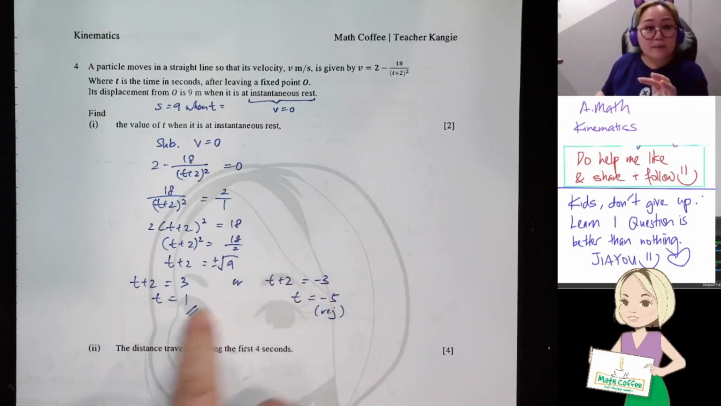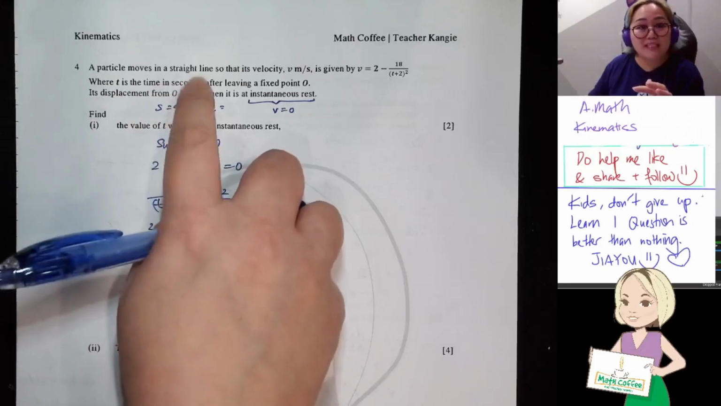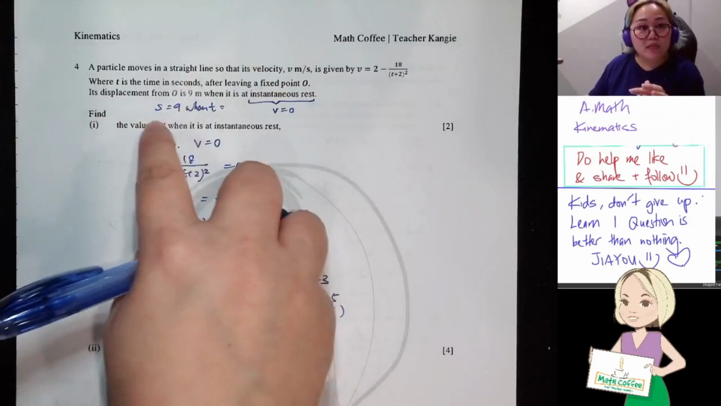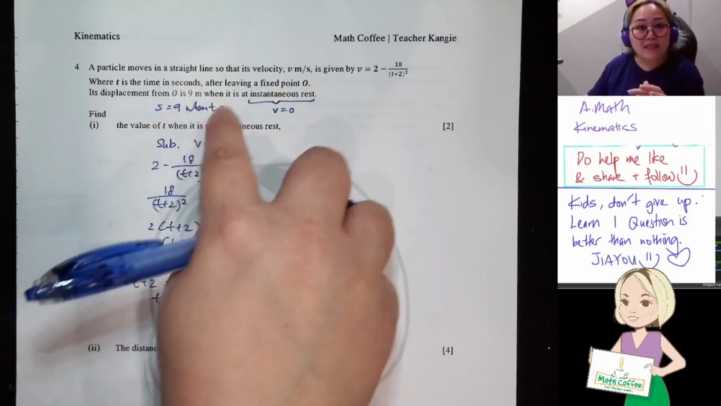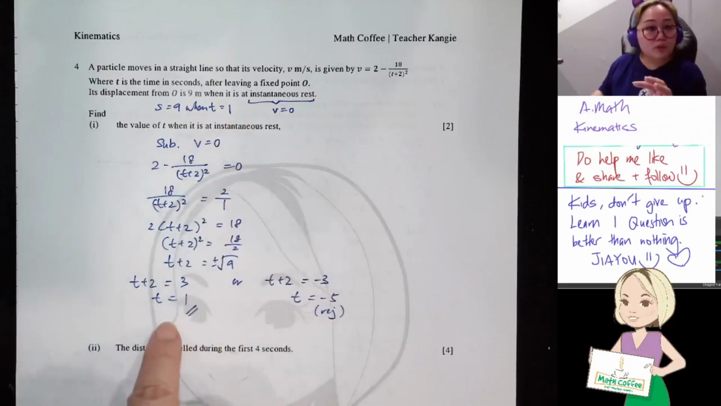And over here, I can plug it back already. They say the displacement from O is 9 when it is at instantaneous rest, which means s equals 9 when t equals 1. This 1 is because of the working I did over here.